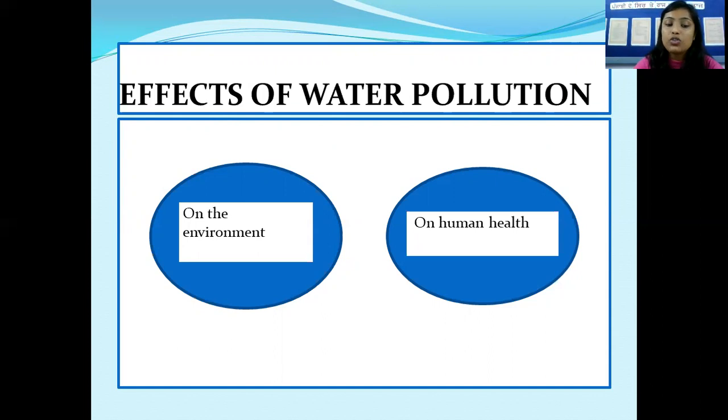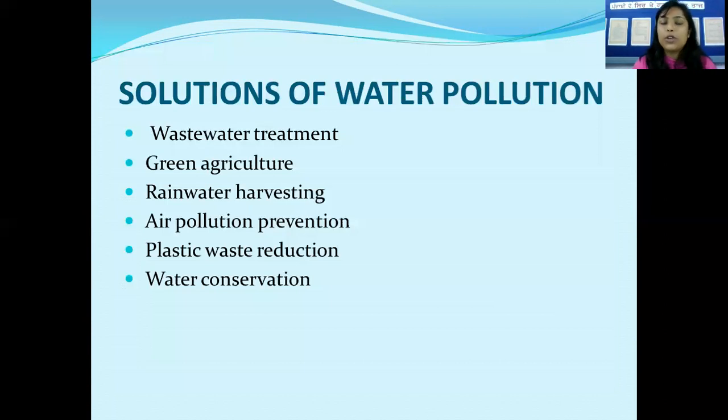And water pollution is also depleting water, making it unfit for use by living organisms. So there are a few places where there is no drinking water present, which is causing a risk of dehydration, right? Now, the solutions of water pollution, as you can see, the first point is wastewater treatment, right?